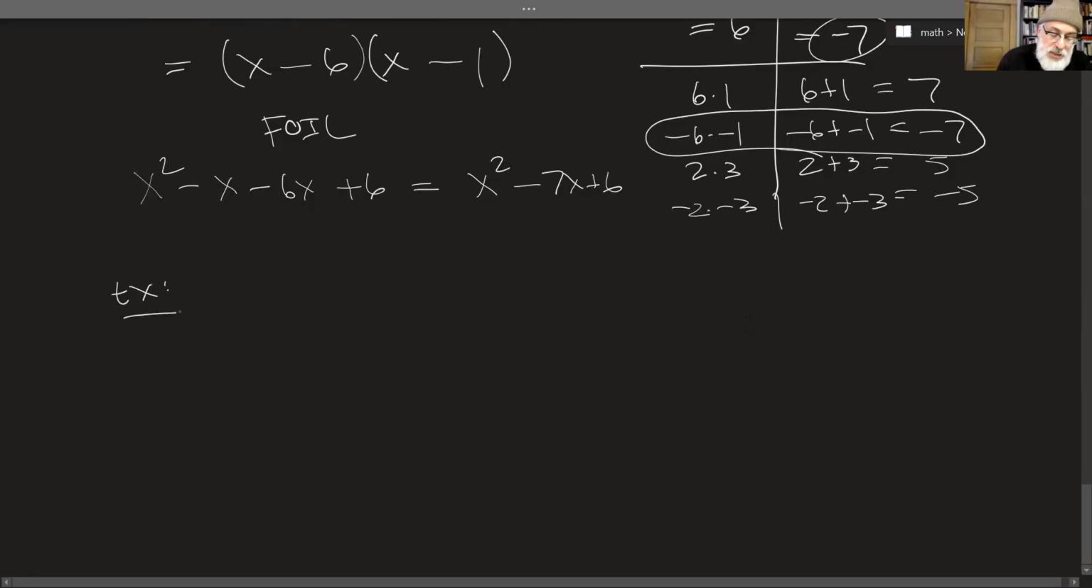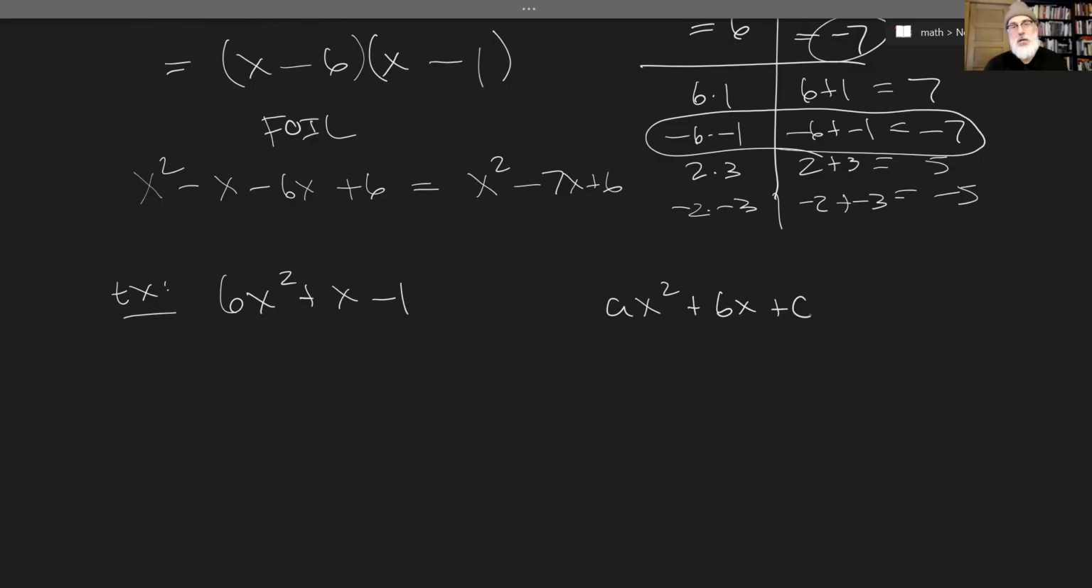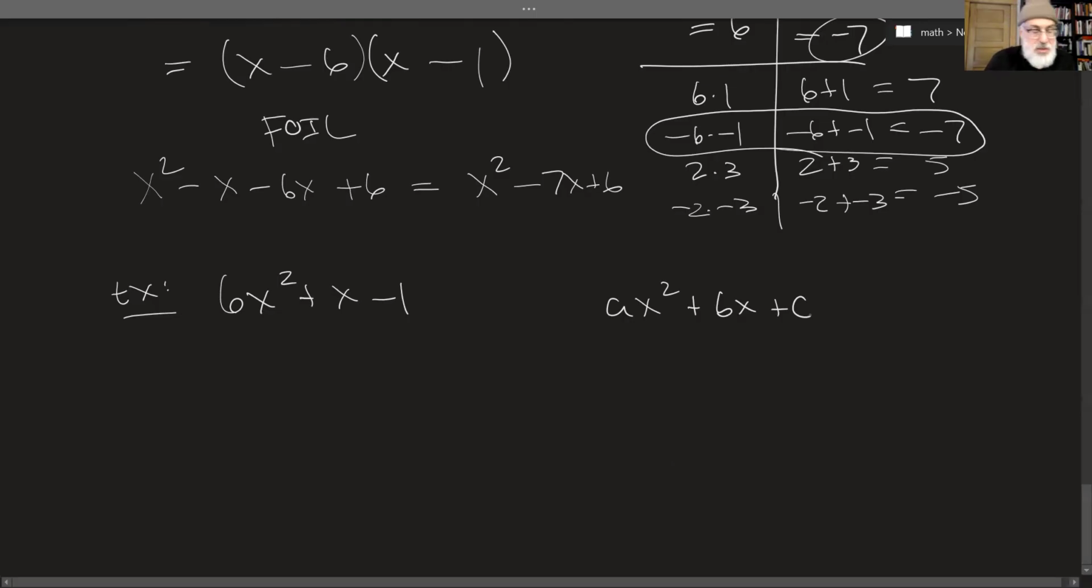Let's look at a case when our leading coefficient from our leading term is not 1. So an example is 6x squared plus x minus 1. Now let's look at a form of a quadratic: ax squared plus bx plus c, where a, b, and c are any real number. And the first thing we're going to do with this method is take out our a, b's, and c's. So a here is 6, b here is 1, c here is -1.